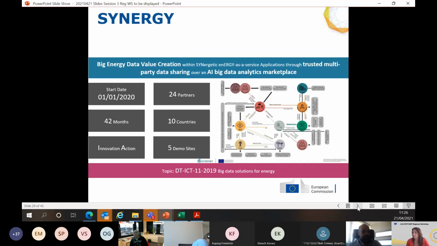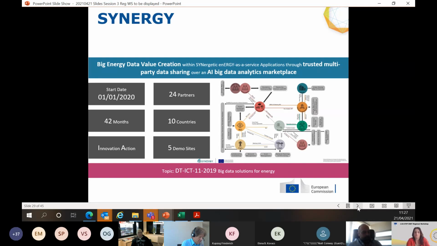It is a 12 million project. It involves 24 partners. It's funded under Horizon 2020. And right now we are in month 16 of the project. So we are at the phase of releasing our first results in terms of software, in terms of solutions, let's say, that will be deployed in our demonstration cases.